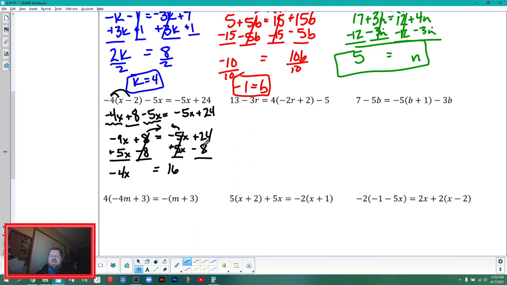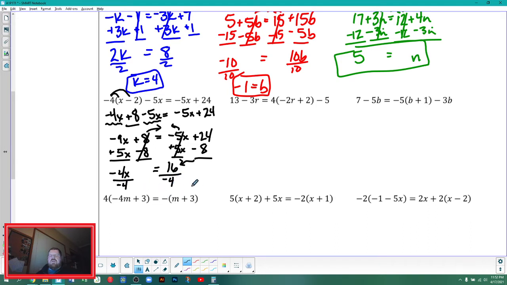Okay. So yeah, 16 is here. I just wrote it that way. Okay. Don't be confused by that. Because, I mean, I could write it over here, but then it just looks weird because it's a long ways away from my equal sign. Divide by negative 4.